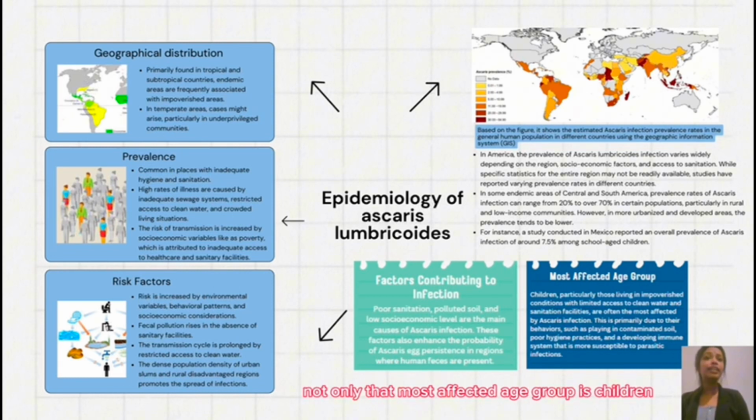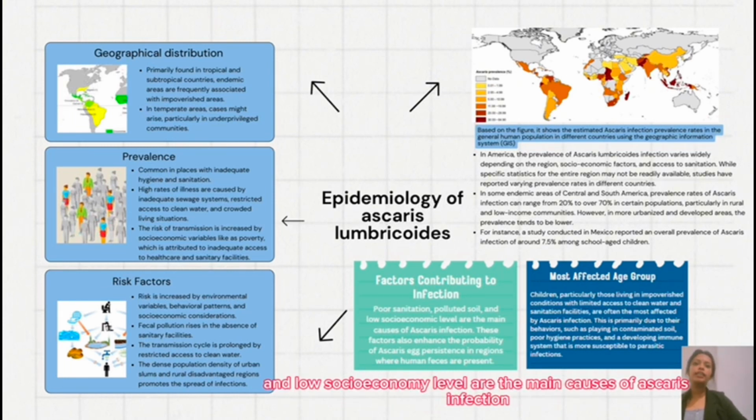Not only that, the most affected age group is children. Particularly those living in impoverished conditions with limited access to clean water and sanitation facilities are often the most affected by Ascaris infection. This is primarily due to their behavior such as playing in contaminated soil, poor hygiene practices, and a developing immune system that is more susceptible to parasitic infections. So the factors contributing to infection are poor sanitation, polluted soil and low socioeconomic level, which are the main causes of Ascaris infection.